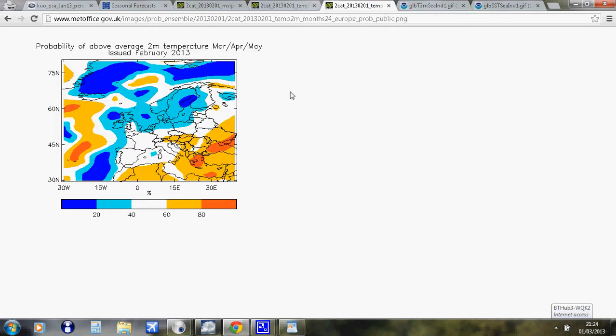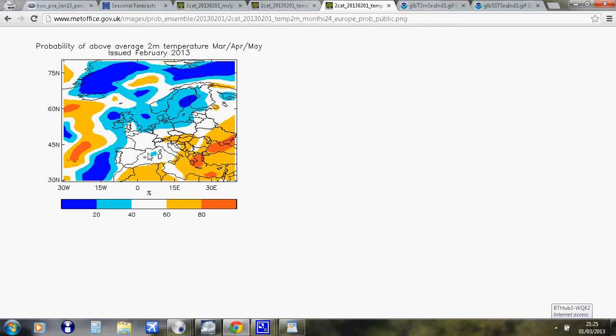Now this is another Met Office, but this is another categoric forecast model, and this is basically probability of above average, higher than normal temperatures for the period of March, April, and also May. This is issued this month. This is latitude coming up the side here, how far north and south you are, and this is how far east and west you are. This is a probability that temperatures will be above average for the period of March, April, and May.